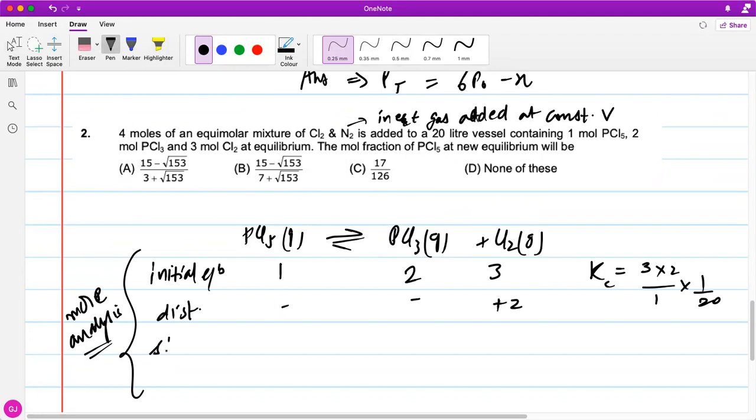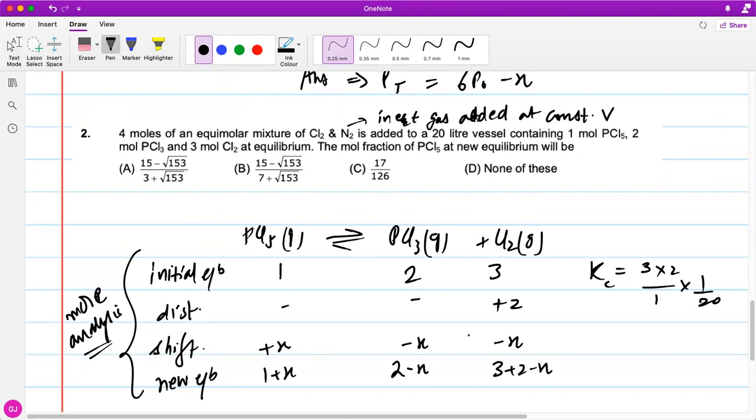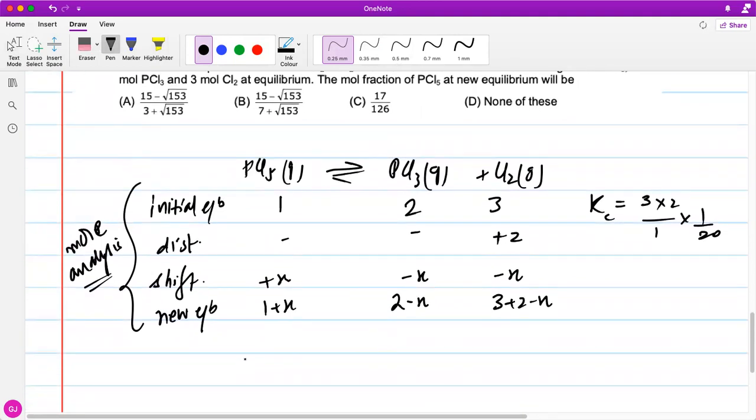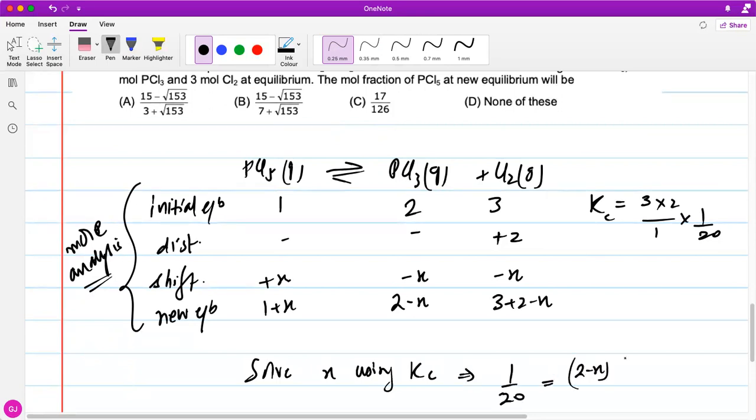So with this disturbance, because of the Cl2 added, the shift happens in the backward direction because the product was added. So minus x, and plus x. And as a consequence, at new equilibrium, you have 1 plus x, 2 minus x, and 3 plus 2 minus x, that is 5 minus x moles of Cl2. Now, how do we solve for x? Well, the answer is pretty simple. We use the expression of Kc. Right? Solve x using Kc. So I'll just form the expression, not solve it for you. 2 minus x into 5 minus x upon 1 plus x.